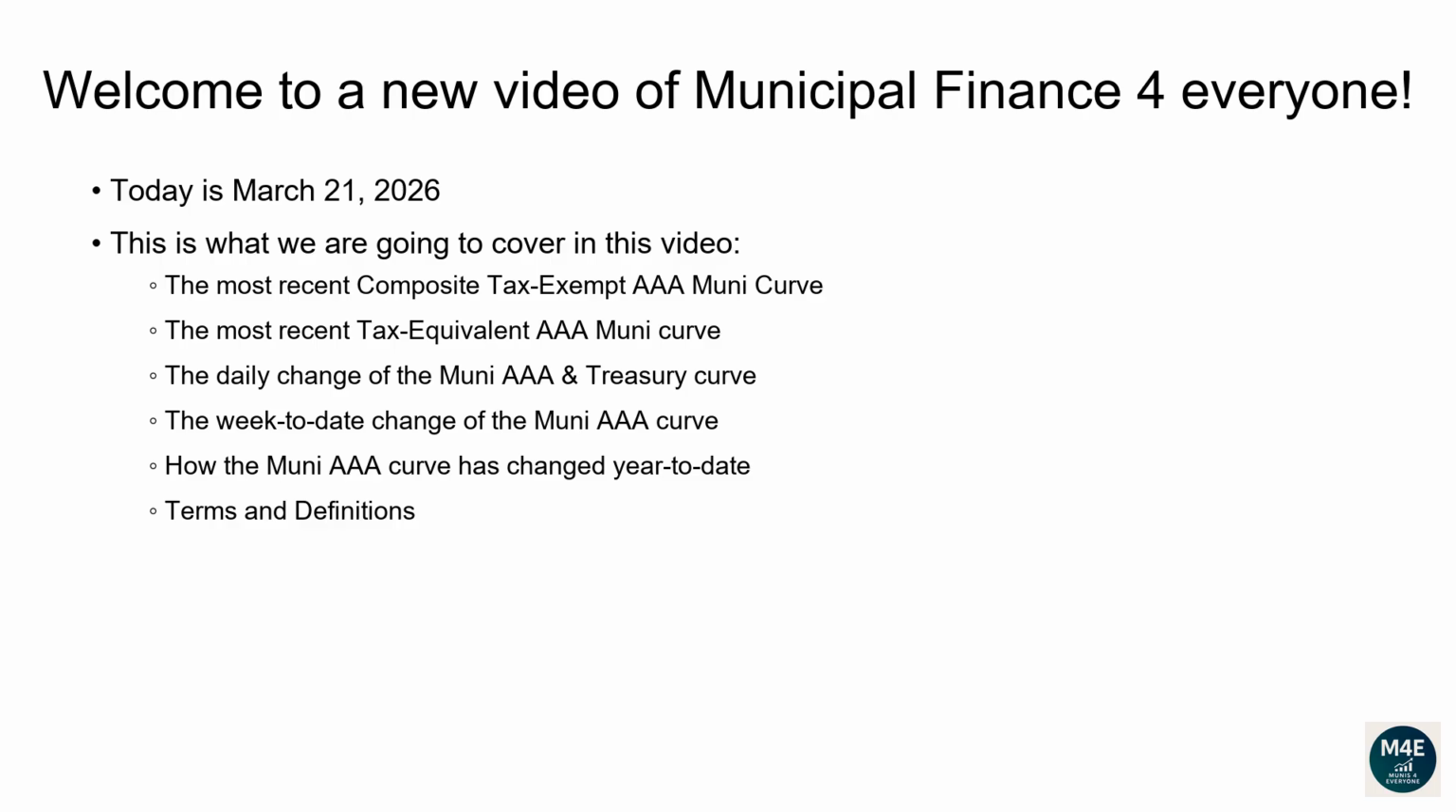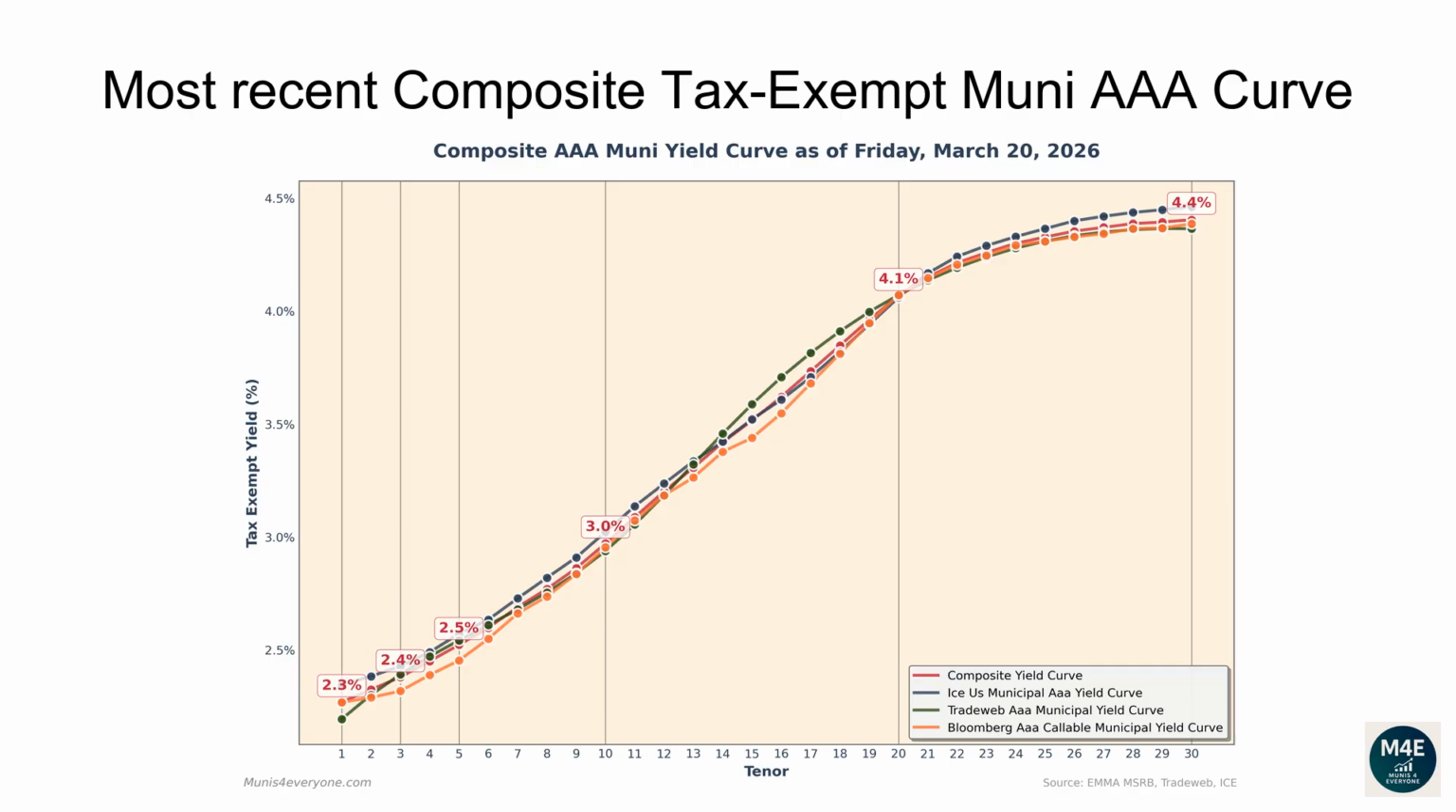Terms and definitions. Let's go over the most recent composite tax-exempt Muni AAA curve. The following composite tax-exempt yield curve is based off the most recent ICE, TradeWeb, Bloomberg yield curves that are available on the MSRB website, plus some proprietary extra adjustments, as of March 20, 2026.